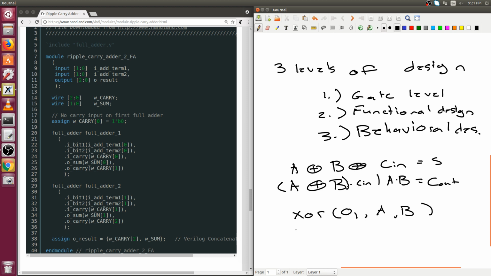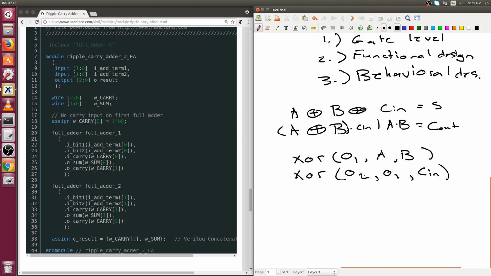So then I would do XOR 02, comma, 01, comma, Cn. So this would give me this result XORed with Cn. So we've done our sum so far. So we can actually just call this sum instead to be a little more clear. So then let's do this bottom part for C out.